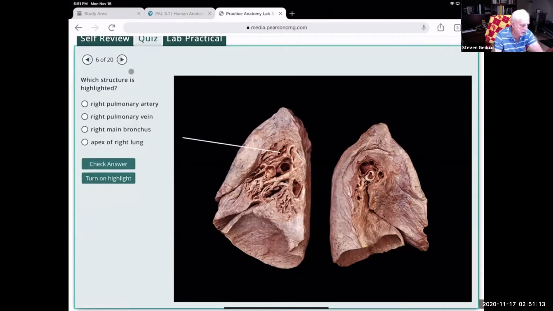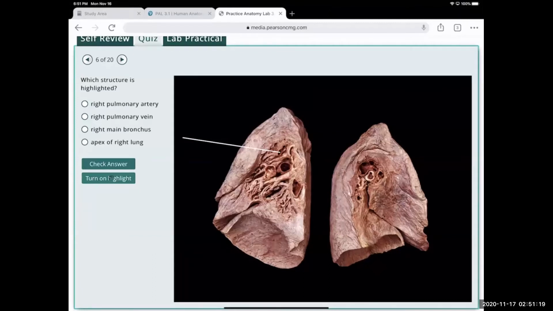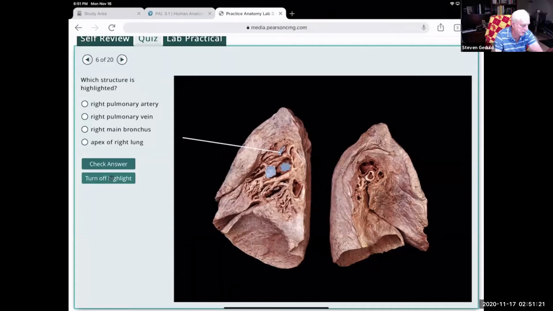All right, what structure is highlighted here? Turn the highlight back on. You can see what those are there. Right pulmonary artery. Okay, you know it's on the right side because there's 3 lobes of the lung. You know it's the artery because it's the most superficial towards the top. This is the vein, which is kind of irregular in shape. And this is your bronchi tubes right here where it's ringed. So that's a right pulmonary artery.